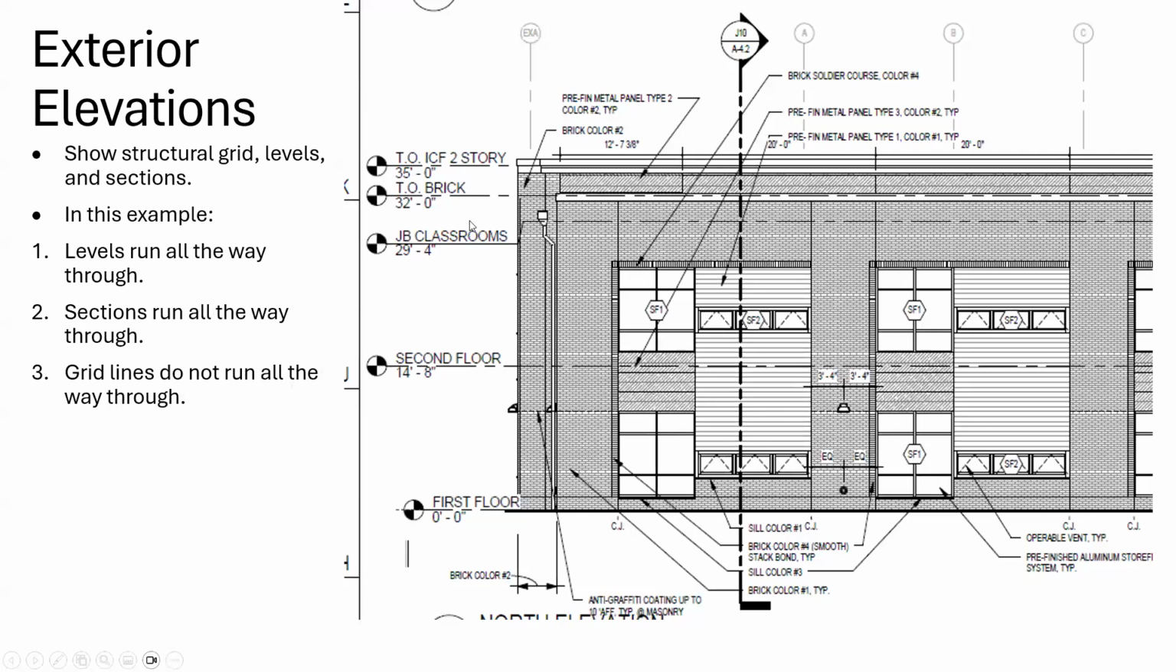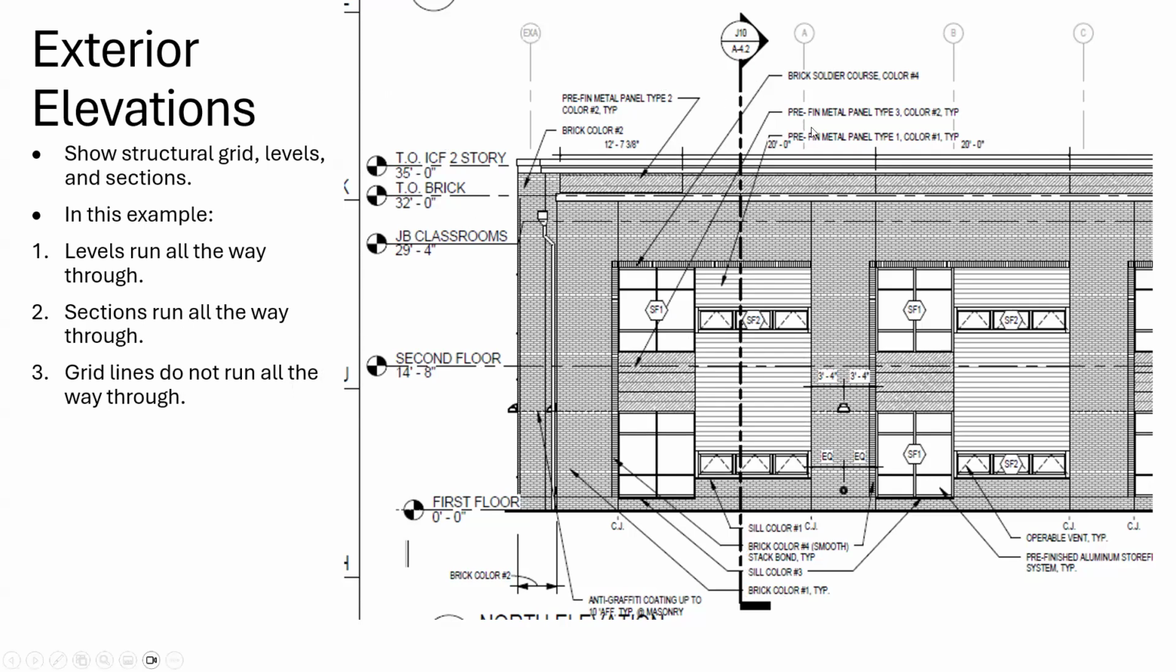So in this one, the levels run all the way through. You can see the dotted lines for the levels. The sections run all the way through. In this case, their grid lines did not run all the way through. So if there's too many lines on your drawing, you don't have to run these grid lines all the way through. So they can just be up above the building and stop. Now this one, you'll note that they called out the materials with notes and not keynotes.